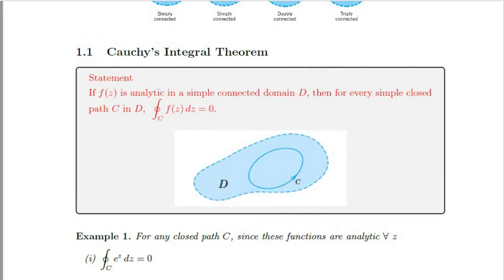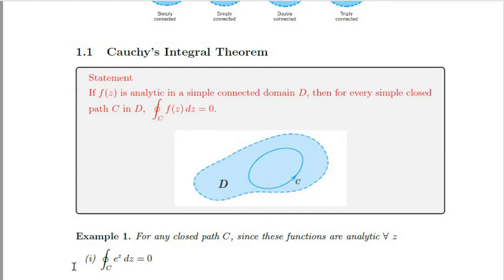Cauchy's integral theorem states that if f of z is analytic in a simply connected domain D, then for every closed path C in D, the integral over C of f of z dz is equal to 0. That is, suppose you consider a function f of z which is analytic in a simply connected domain D, then its integral value over C is equal to 0.